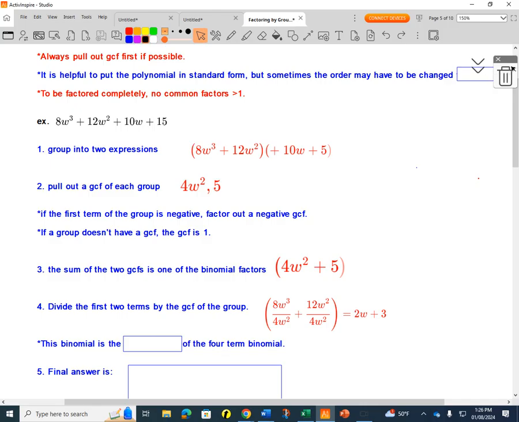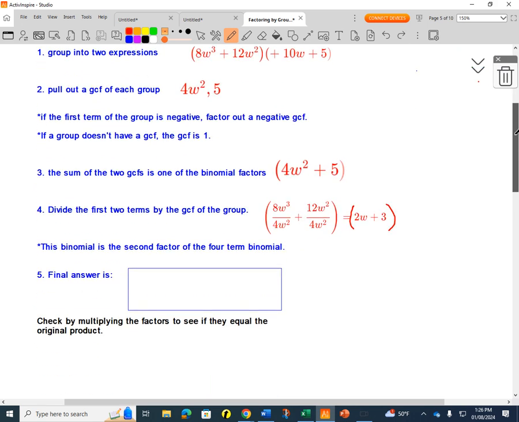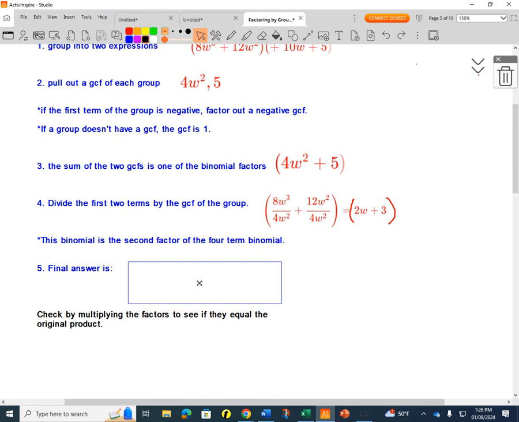Does that make sense, Aiden? Mm-hmm. And so what we get is 2w plus 3. This binomial is the second factor of the final answer. Let's put parentheses around that one as well. So the final answer is 4w squared plus 5 times 2w plus 3.